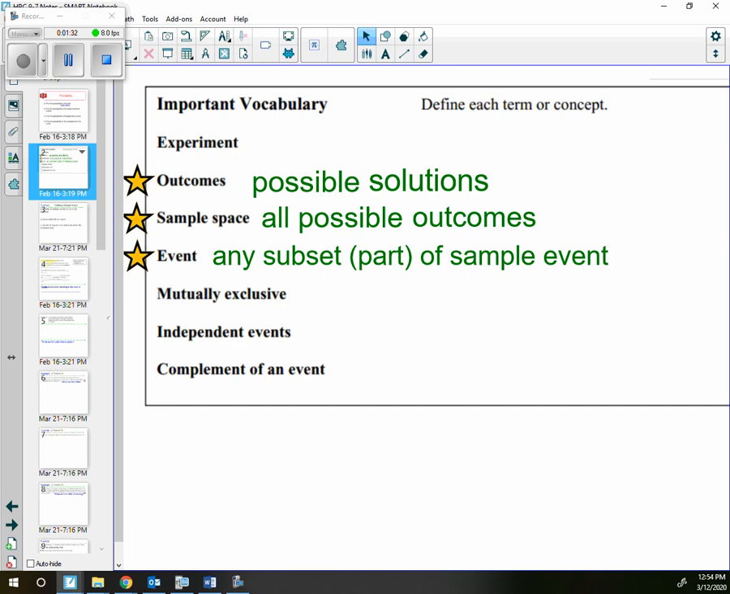An event is any part of that sample space. So if they talk about an event occurring, it's like, what's the probability, the likelihood, that you roll a 7? The event would be rolling a 7. So you'll hear that: any part or subset of that sample space. Those are some of the terms you might hear, just so you're familiar with those values.